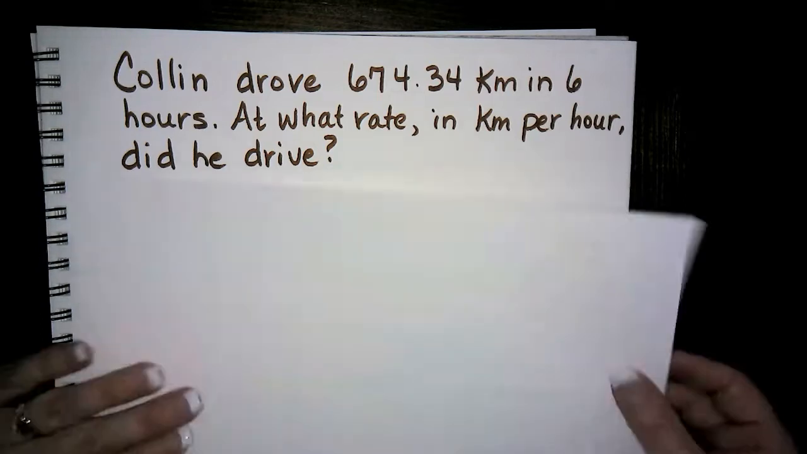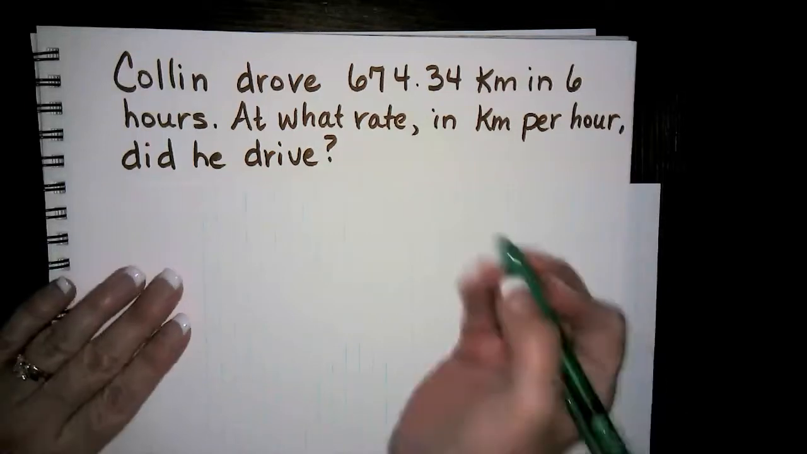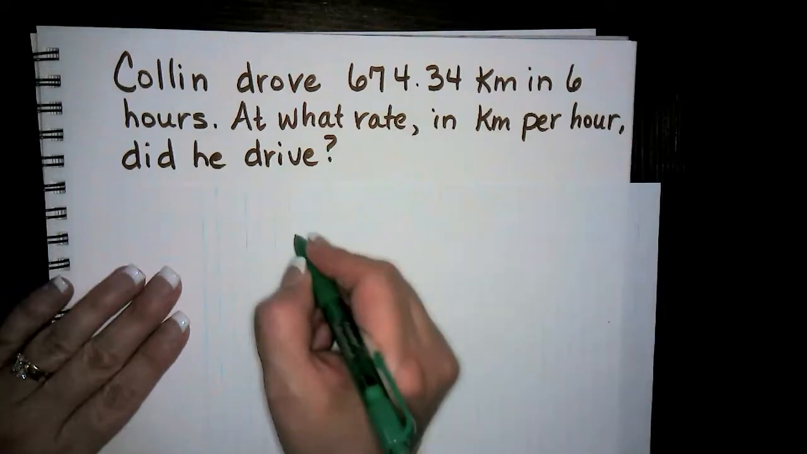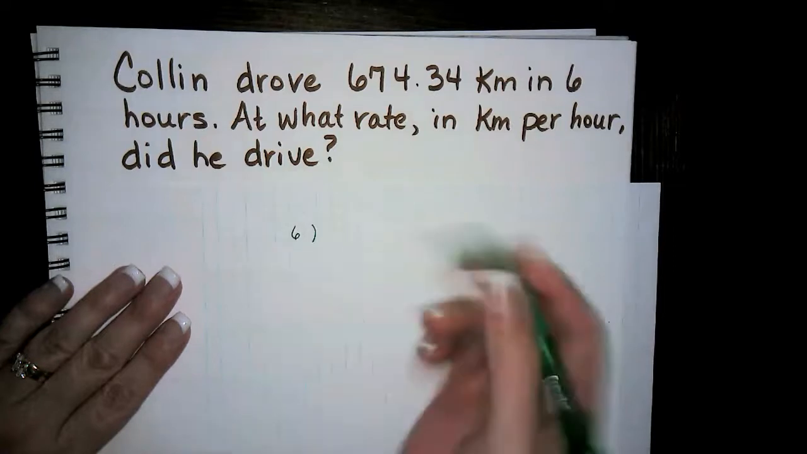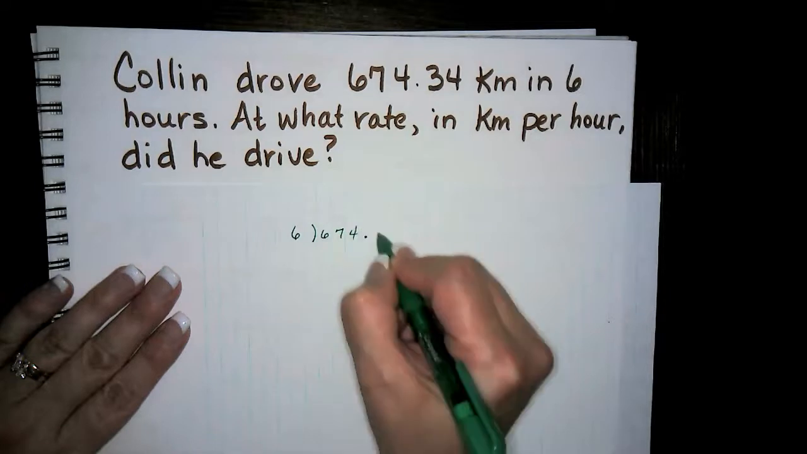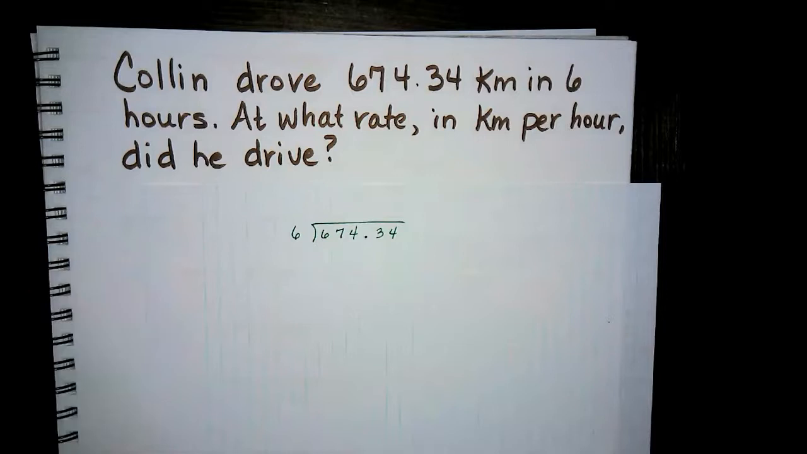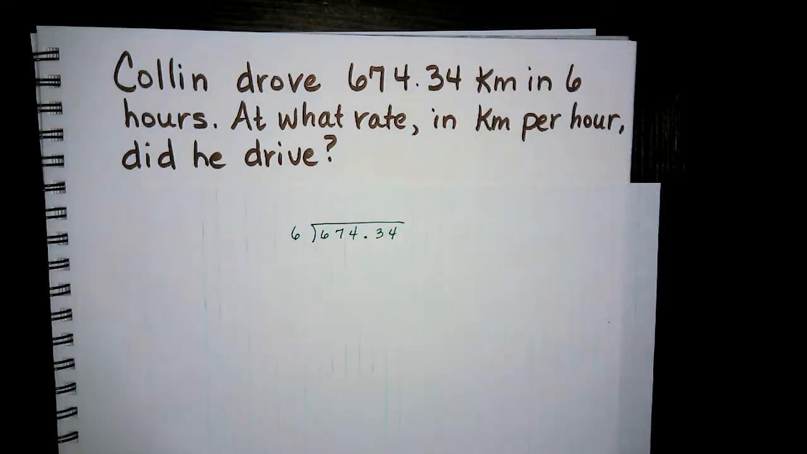One of the ways I like to do division with decimals is to use a piece of lined paper, but to do it sideways. This helps me to keep all of my numbers in the correct place values. So I'm going to take 6 here, and I'm going to divide it into 674.34. Notice that I am placing one number in each of the lined columns. Okay, so I'm going to divide.